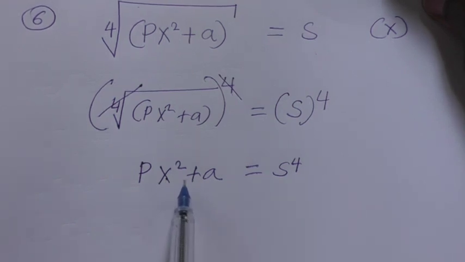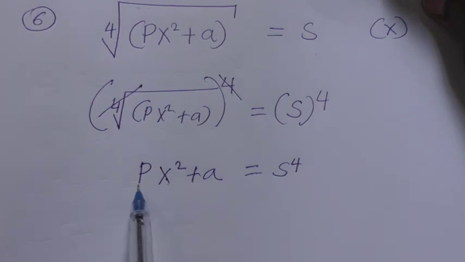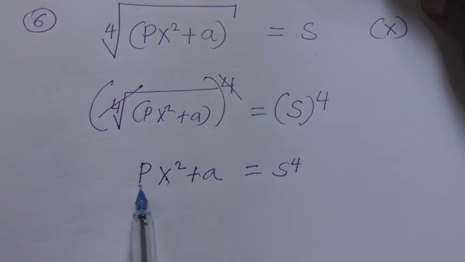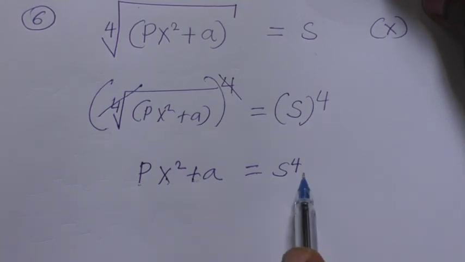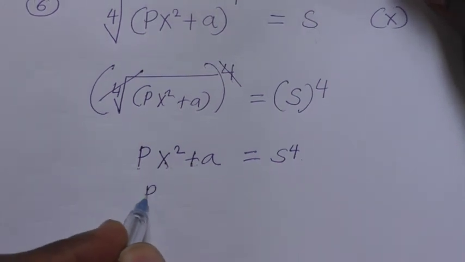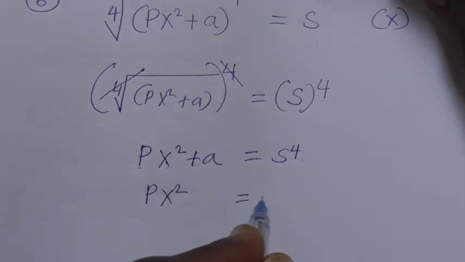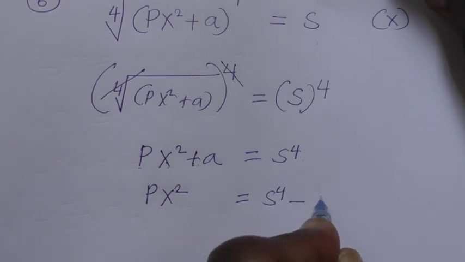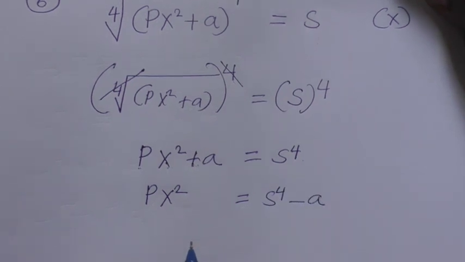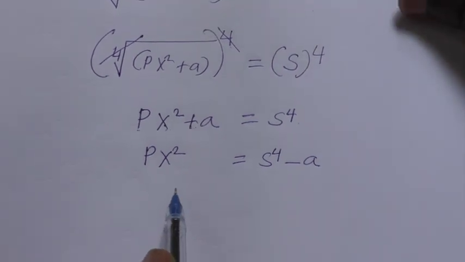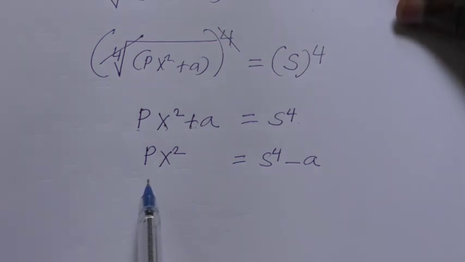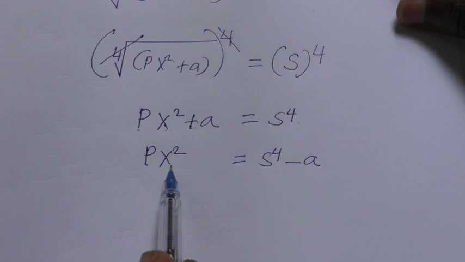So the first step is to take a, because these are joined together by multiplication, but this one is separated. So we take this one that is not part of the two. Since it is a positive, it becomes a negative. And therefore that gives us p x squared equaling s power 4 minus a. That is our step.